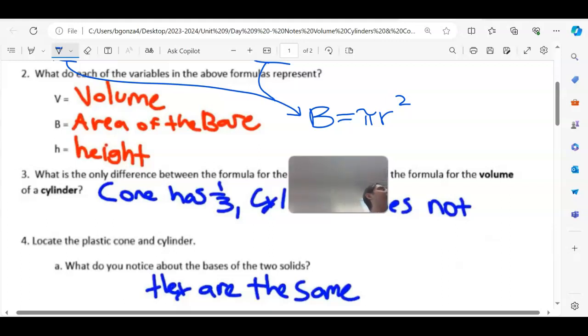But first, like any good science experiment, we need to predict. Now look, if I were to fill this cone up with rice and beans, how many of these cones do you think would pour into this cylinder to fill it up to the top? So who thinks 2? Anybody think 3? Anybody think 4? Anybody think more than 4, like 5 or more?